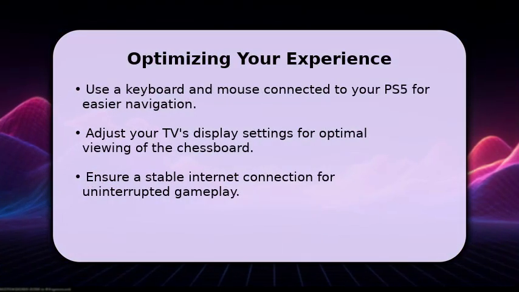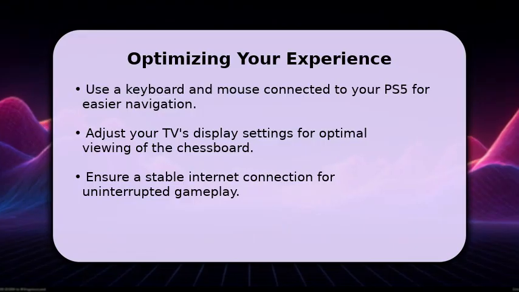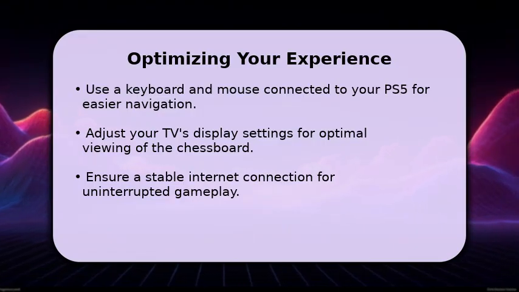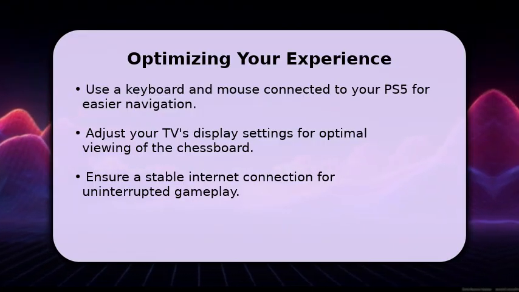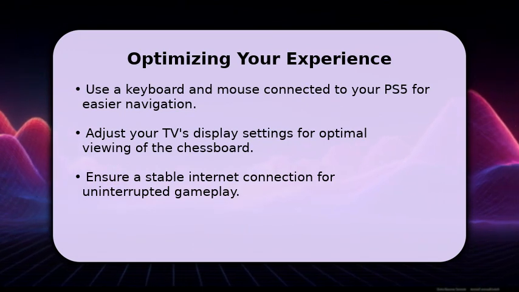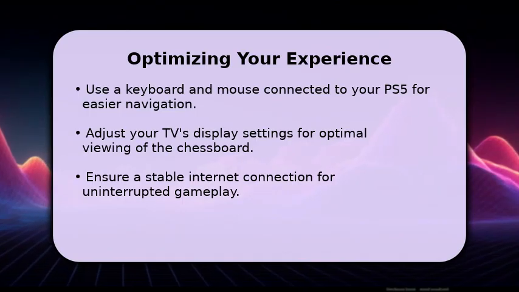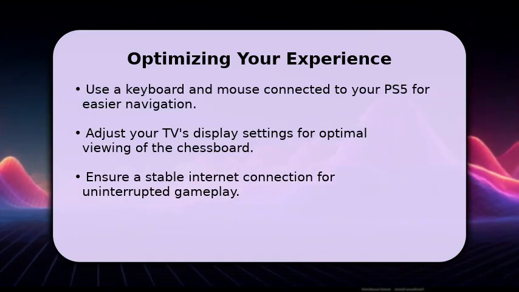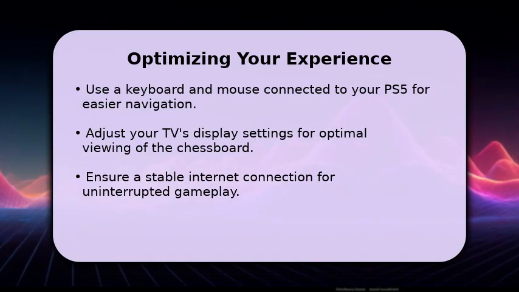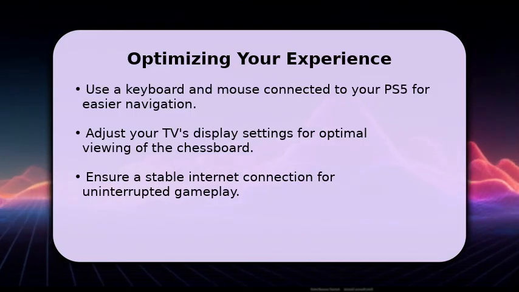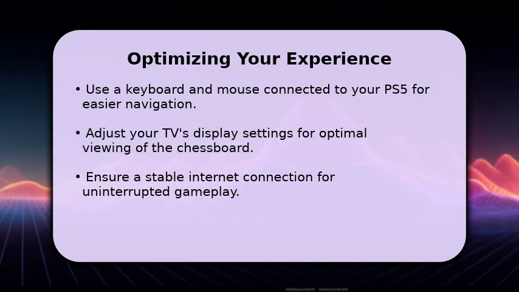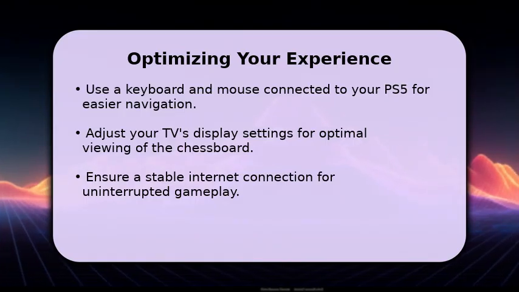For the best possible experience, consider connecting a USB keyboard and mouse to your PlayStation 5. This will make navigating the website and making moves much more precise than using the controller. Also, take a moment to adjust your television's display settings to ensure the chessboard is clear and easy to see. Finally, a stable and fast internet connection is crucial for smooth, uninterrupted online matches.